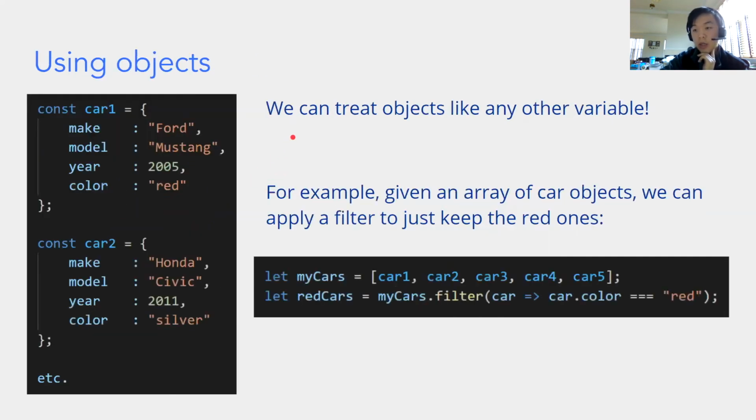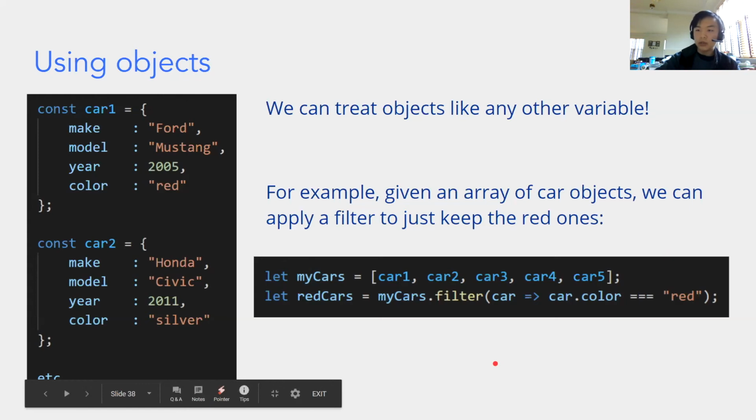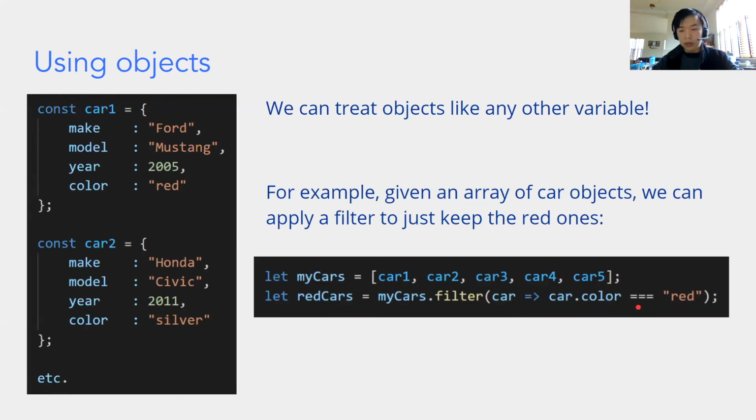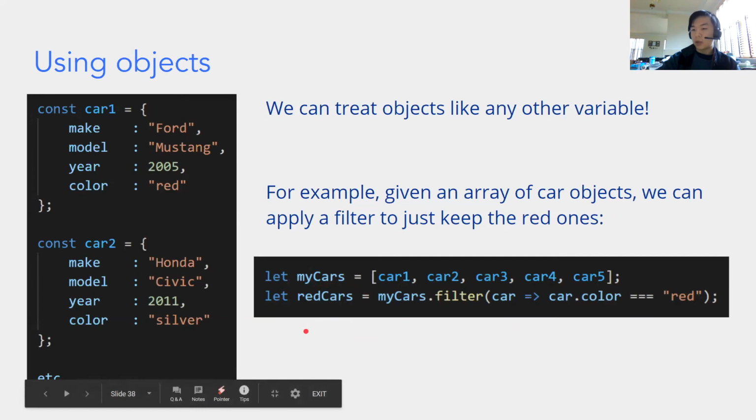All right. One way we might use objects, so we should find some way to actually put this to practical use, is that we can treat objects like any other variable. So if we have a list of cars that have these same 4 properties, make, model, year, color, we can create an array of them, and then we can apply a filter. We've learned how to use filter already. So we can just keep the cars that satisfy some property. In this case, we only want to keep the cars whose colors are red. And then we're left with some array we call redCars. That is exactly what it sounds like.